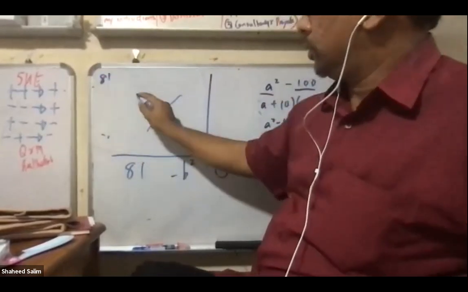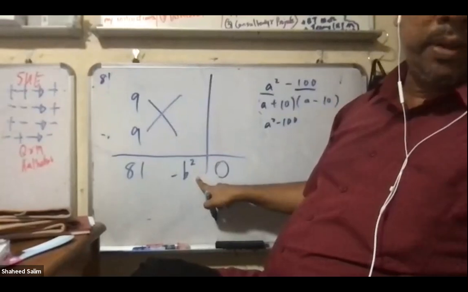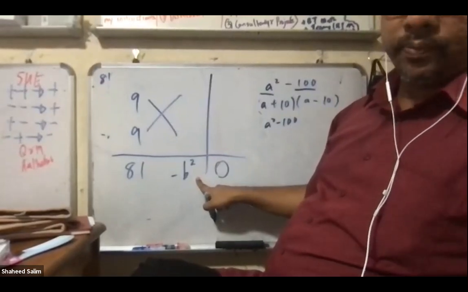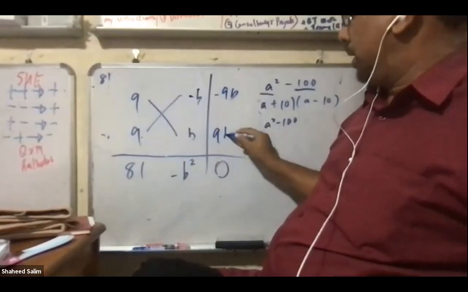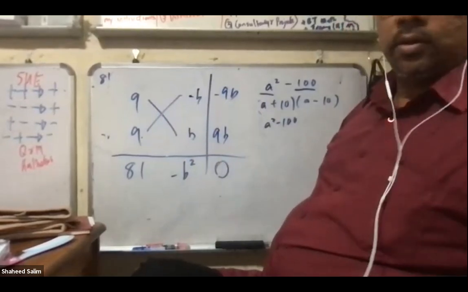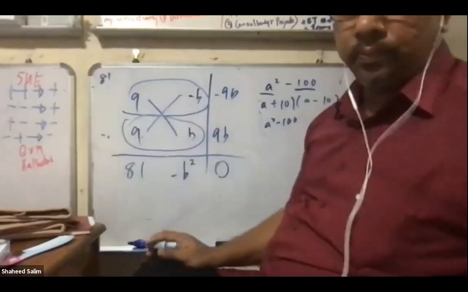81 in front, so 9 times 9. What times what equals to b squared minus b squared? Minus b and b. Then that's it, you got it already. So 9 times minus b is minus 9b, 9 times b is 9b, which is 0. So 9 minus b, 9 plus b.